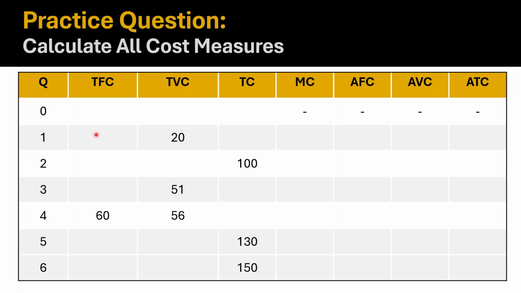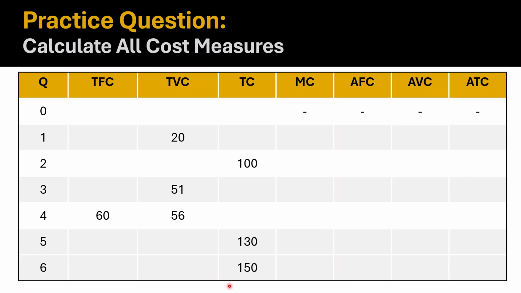Look at the table. We have Q, TFC, TVC, TC, MC, AFC, AVC and ATC. Some values are given to us and our job is to fill in the blanks logically using the formulas we already learned. Now start with what you know.